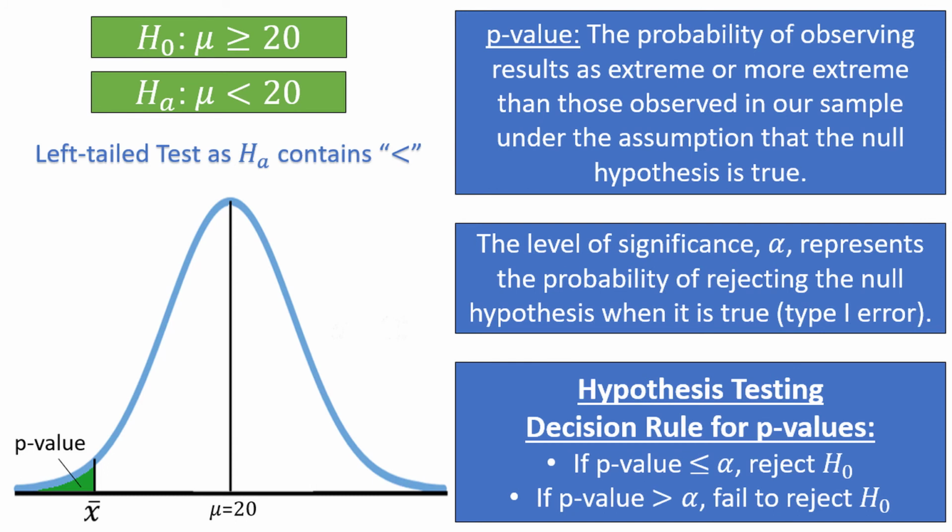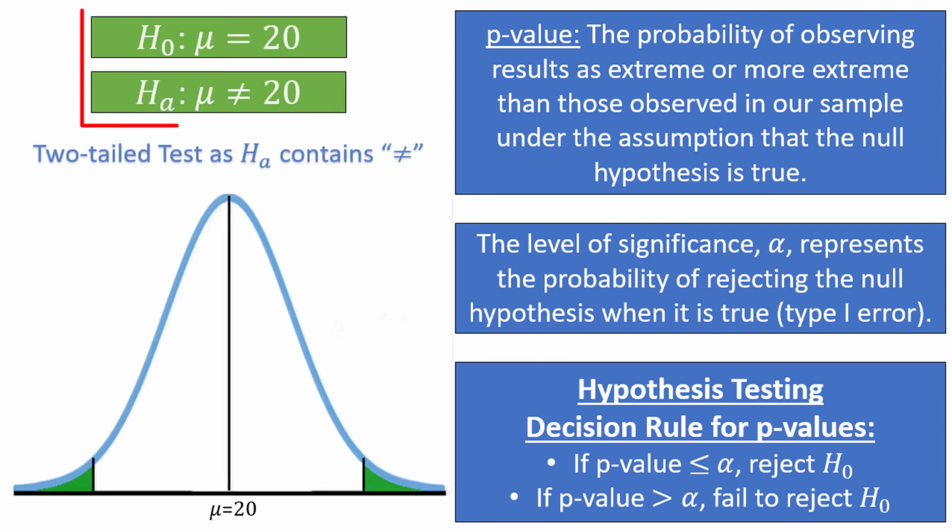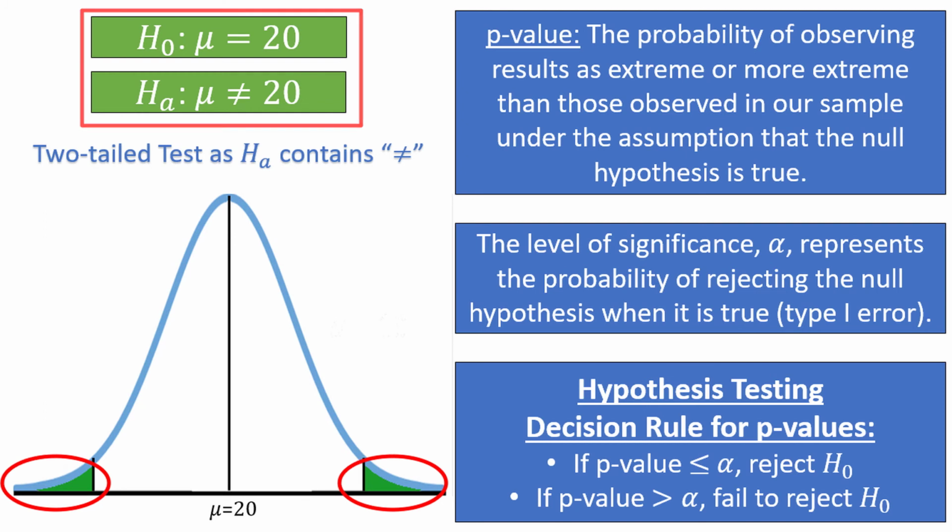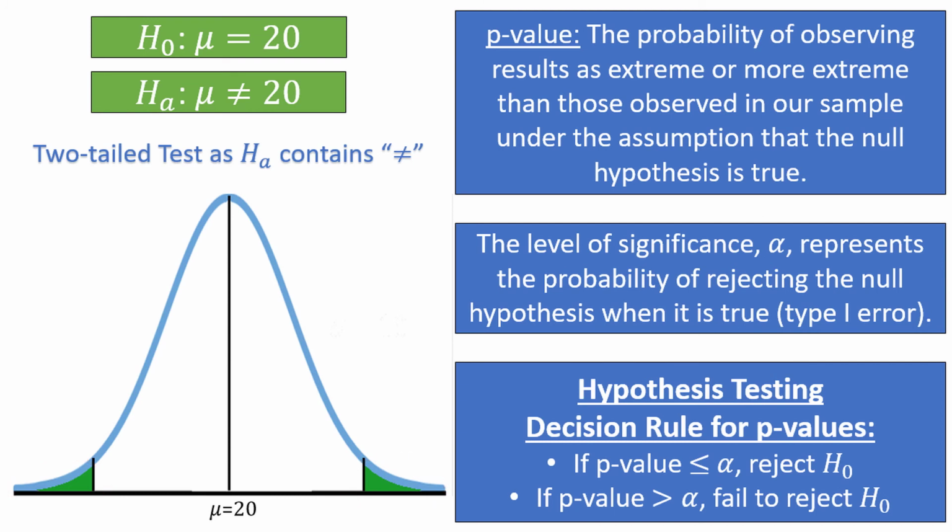For a two-tailed test, such as mu equals 20 and mu is not equal to 20, we care about both extremes of the distribution, so simply take the one-tailed p-value and multiply by 2. Since all of the two-tailed hypothesis tests we will be working with are symmetrical, the corresponding tail on the opposite side of the distribution is equal, which is why we can multiply by 2. For example, if the left-tailed p-value is 1%, the two-tailed p-value will be 2%.